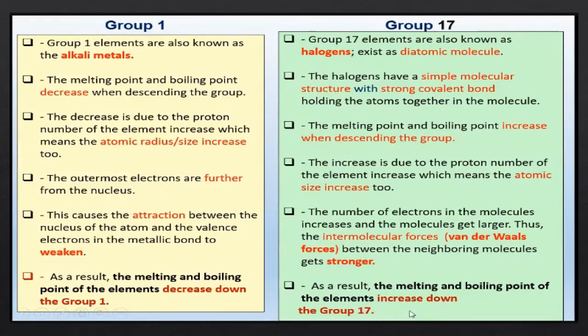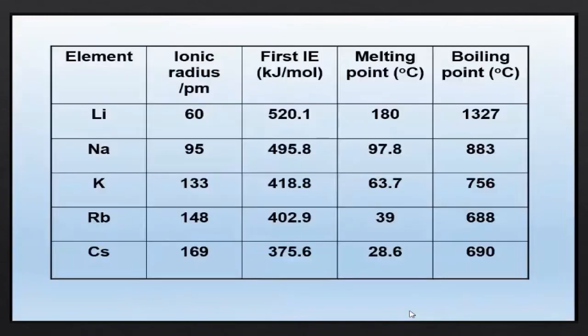Okay, so be careful. Group 1 going down the group, melting point and boiling point decrease. But for group 17, the simple molecular structure with strong covalent bond, and then the intermolecular forces named van der Waals forces depend on the size. So when the size is bigger, the strength is stronger. The van der Waals forces are stronger, so going down the group, the melting point and boiling point increase. This one is for group 1. First IE decreases, that's why melting point and boiling point decrease as well, because it is easier to remove the electron.